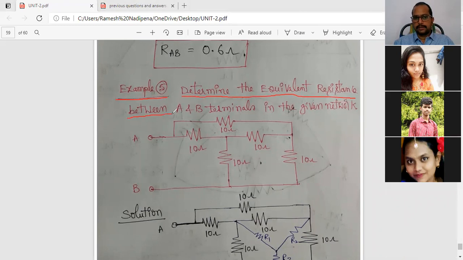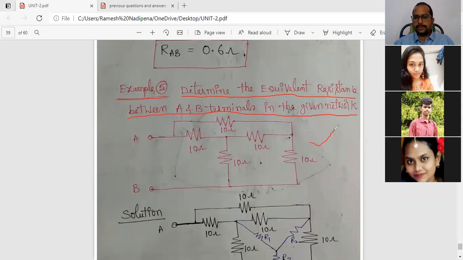between A and B terminals in the given network. So observe carefully, my students. Here the resistors are similar. That is a hint for you. Determine the equivalent resistance between A and B terminals in the given network.